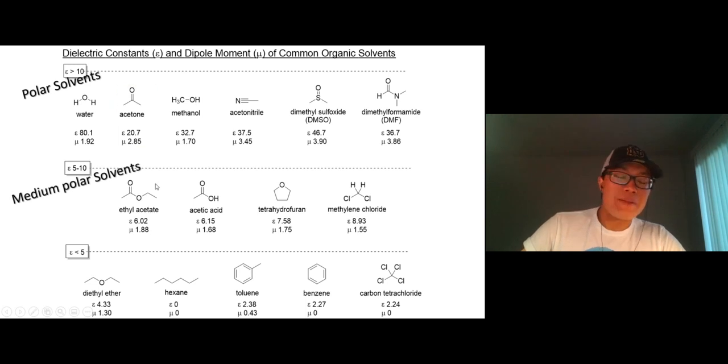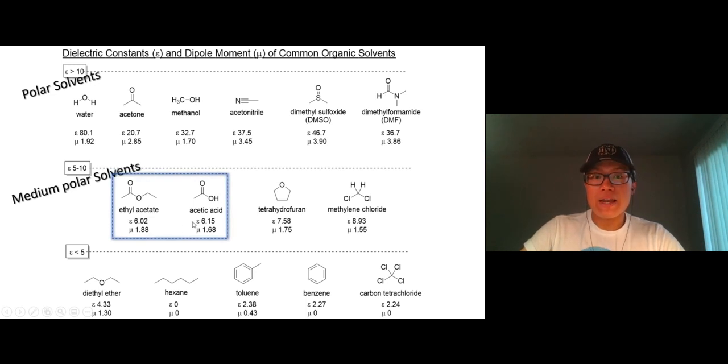Coming down here, we have the kind-of-polar solvents, not as polar because the molecules are larger. We have ethyl acetate and acetic acid. These two are the main ones that you're gonna see. Maybe you will see tetrahydrofuran, or THF, a few times in this course.